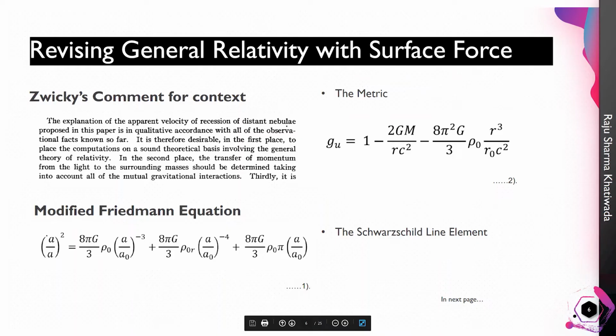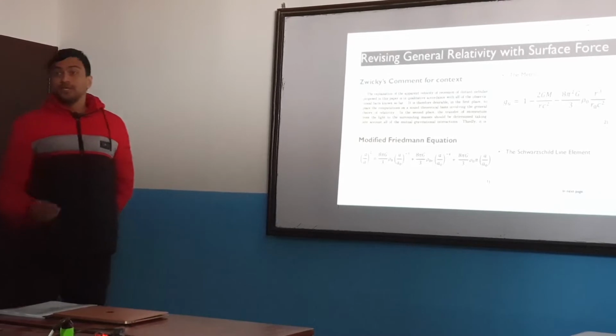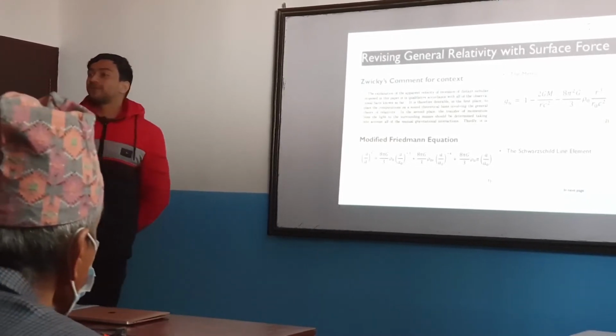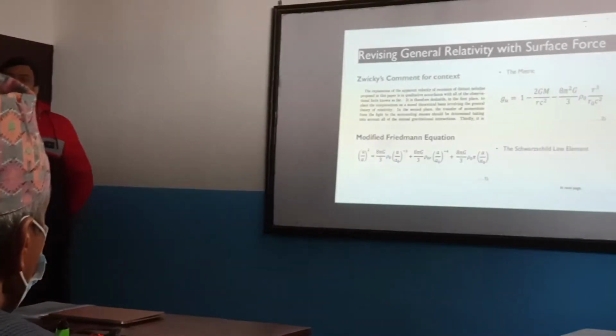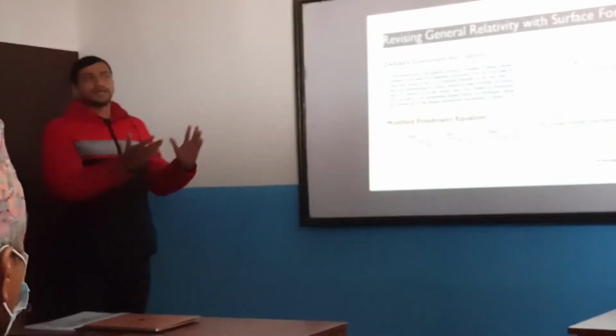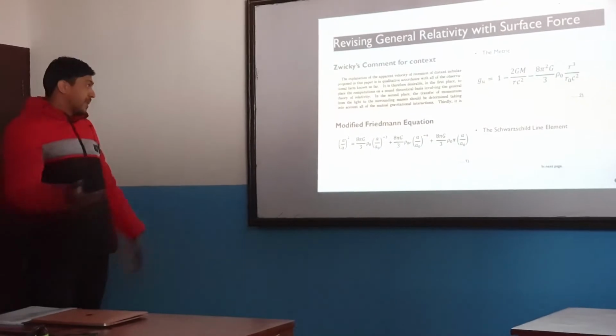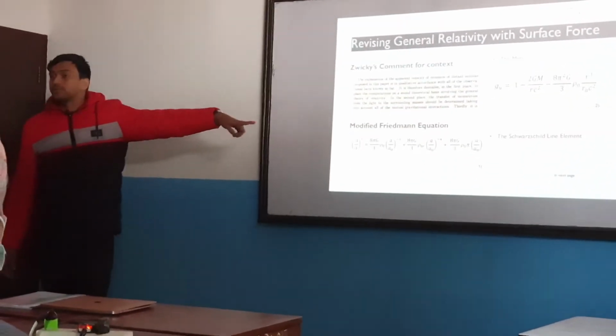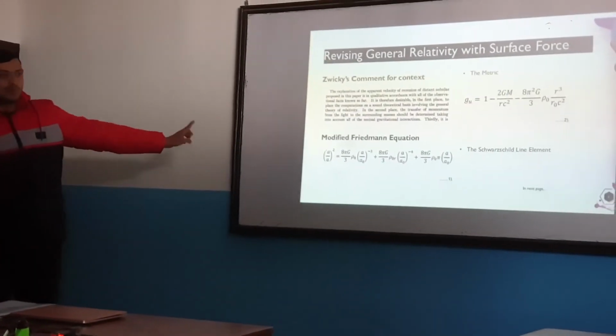If you read here, it is therefore desirable in the first place to place the computations on a sound theoretical basis involving the general theory of relativity. So Zwicky was also trying to modify the general theory of relativity because he believed that this was a significant phenomenon, but he couldn't do that. So our work is an extension of Zwicky's in that sense. So I use the modified Friedman equation. This work is done by my supervisor Carlos Ortiz.